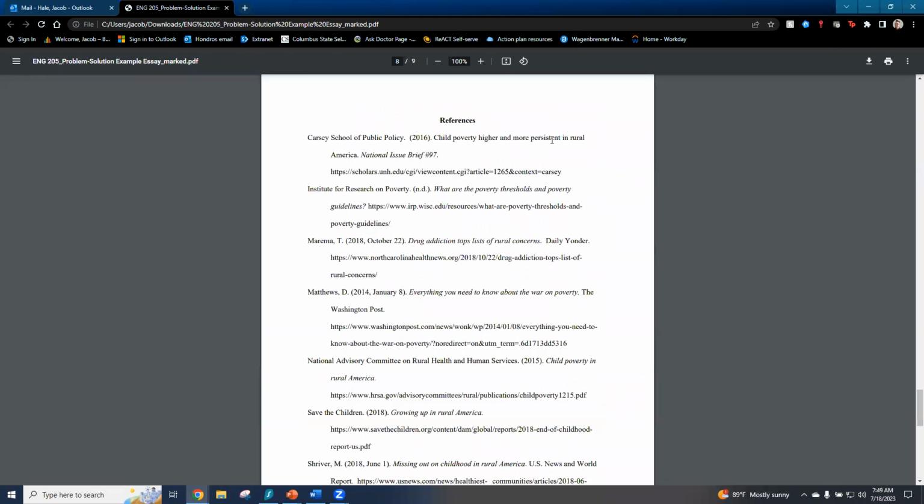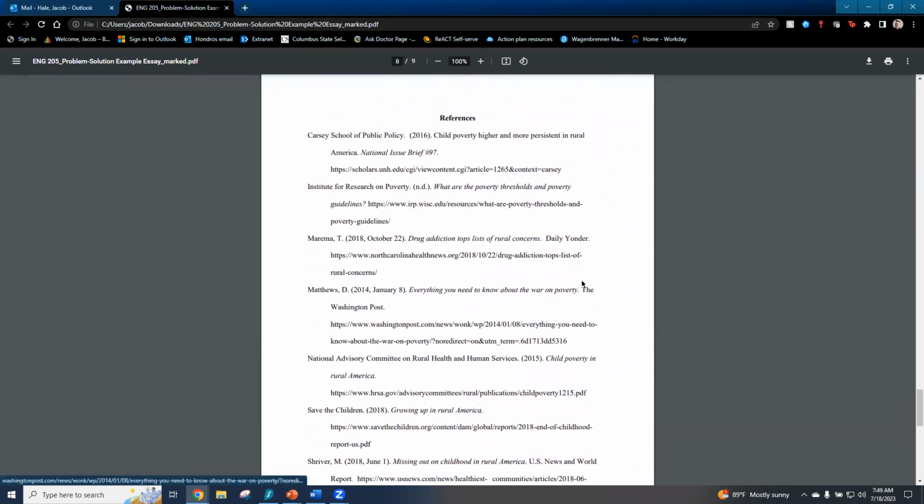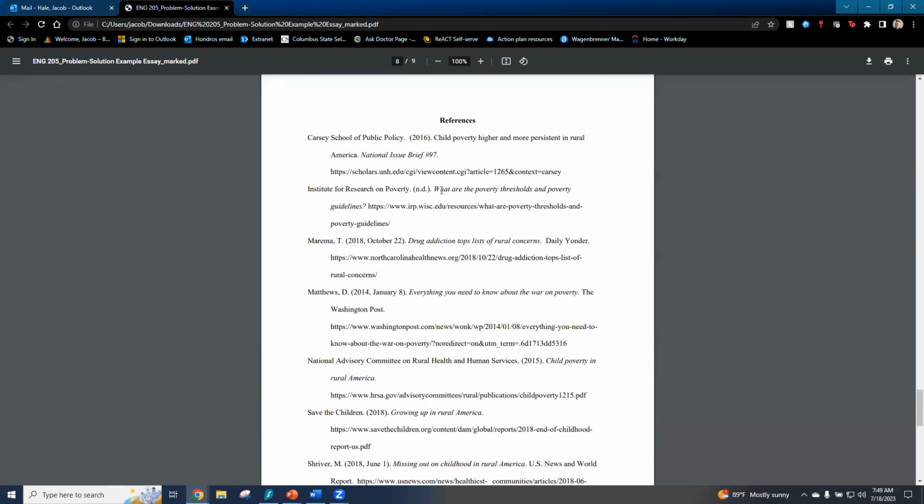And then at the last page of their document, they have their references. Notice that the references are fully cited. It has all the bibliographic information that we need, and they are in correct APA style.